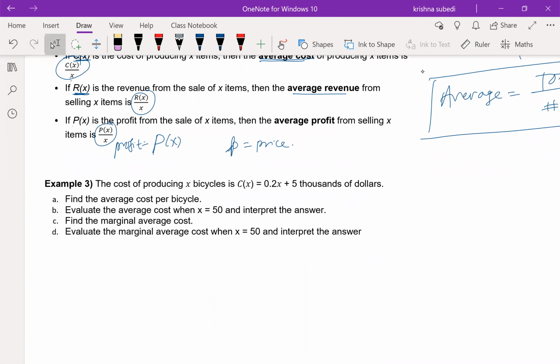Now here is example 3. The total cost of producing X bicycles is given by C of X equals 0.2X plus $5,000. Find the average cost per bicycle. I will add one question here: also find the fixed cost. Okay, let me add this question.